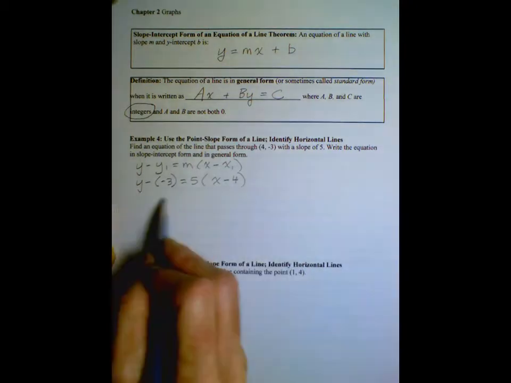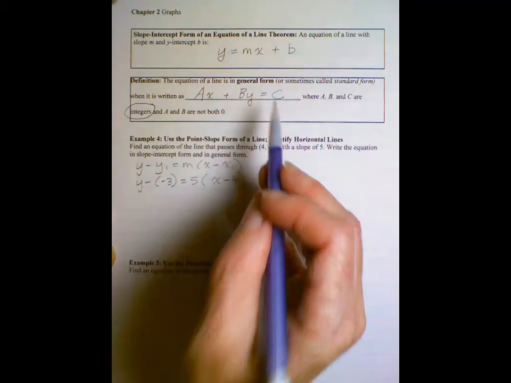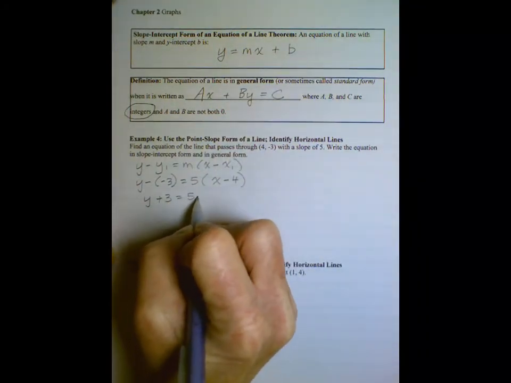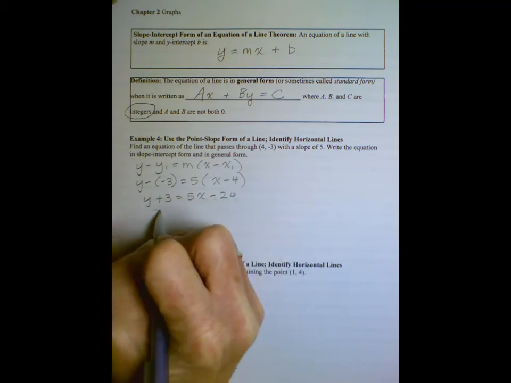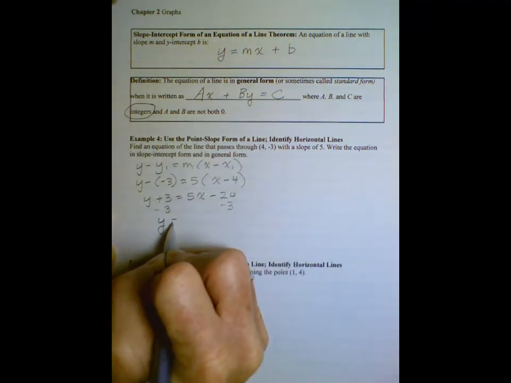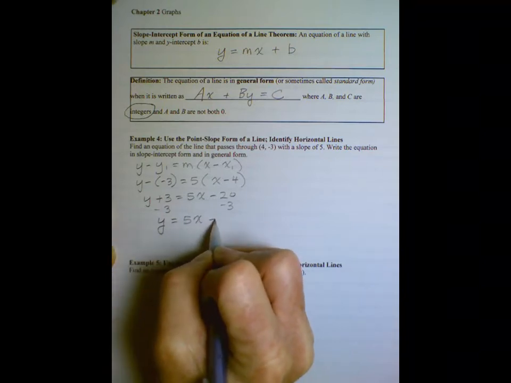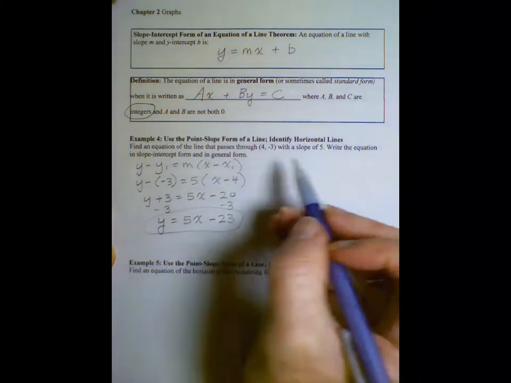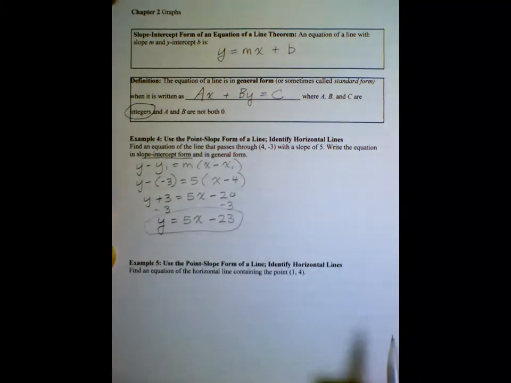So this is not the final result. It needs to look like this and then like this. So y plus 3 equals 5x minus 20. We'll subtract 3 to solve for y. Y equals 5x minus 23. So there is our slope-intercept form.